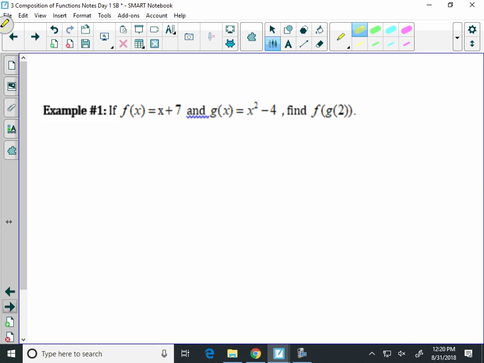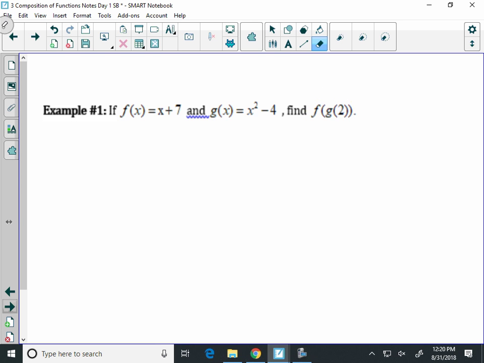Now today, all of our questions are going to have a number input. You should have a number as your output. Next week, we're going to deal with what if this had an x here? What happens then? Then it gets a little bit more complicated. But for now, we're going to look at this problem. We're given two functions, f of x and g of x. And they say find f of g of 2. That's how you say it.